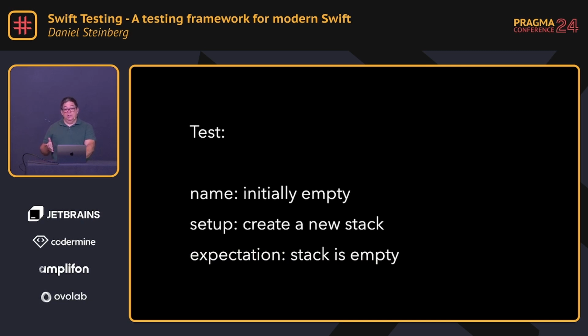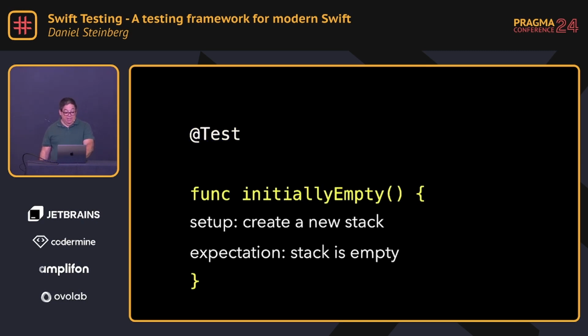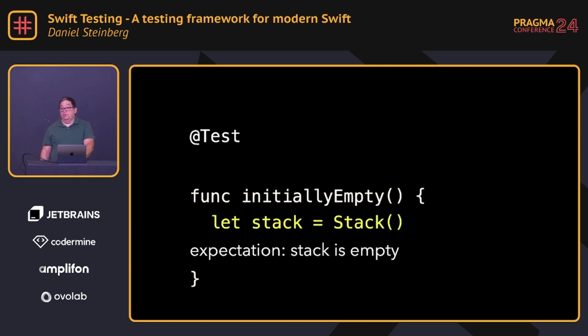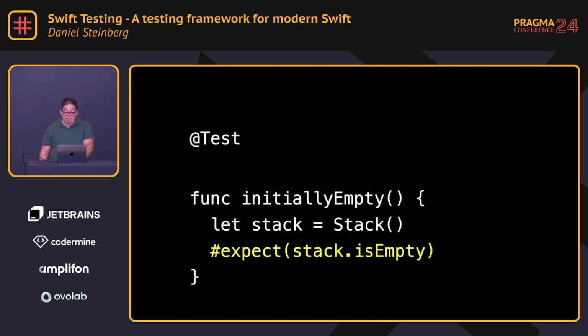Now let's turn that into code. With Swift Testing, it's amazingly simple that this translates across. Test becomes @Test, the macro. The name is just a function called initially empty. The setup, well, you know how to create a new instance of a stack. And the expectation that the stack is empty looks like this.